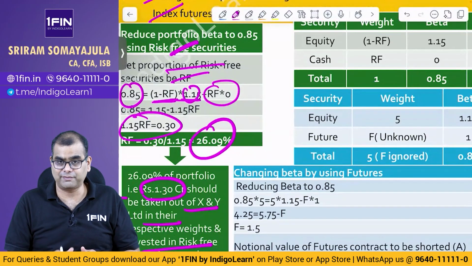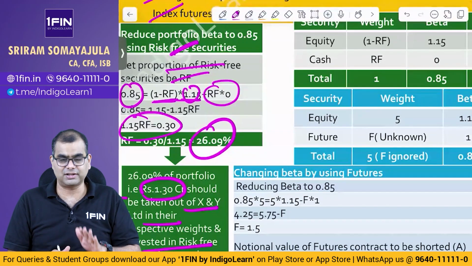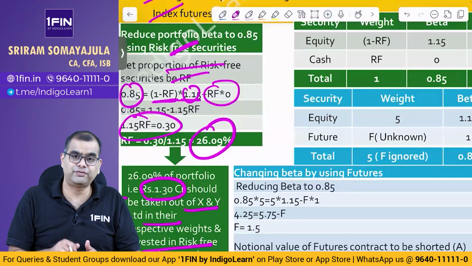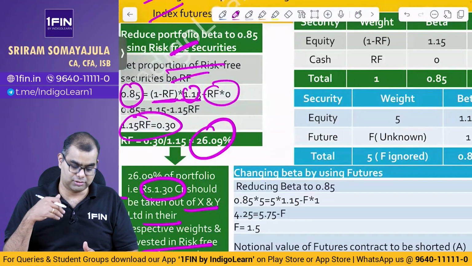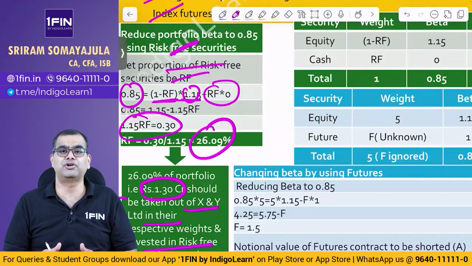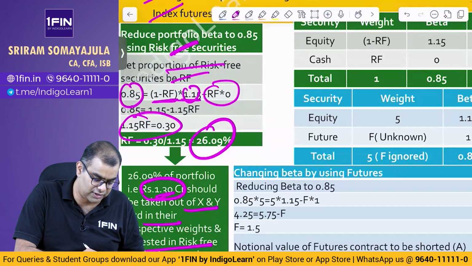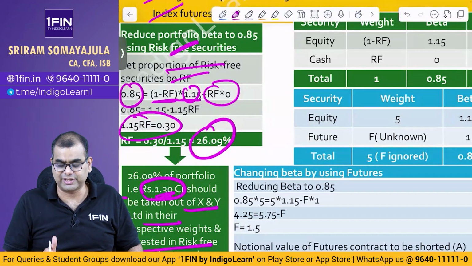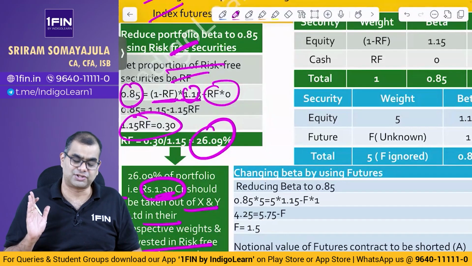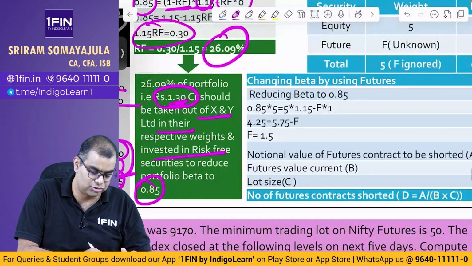This is not fresh addition of money. Okay, fresh addition பண்ணலாம், அதுக்கும் வேறு கணக்கு இருக்குது. But if you don't want to take any fresh money, இந்த 5 crore-லேருந்து assume or sell out 26.09% and put that in risk-free securities. அப்போ என்ன ஆகும்? That is 1.3 crores. So 3.7 is in X and Y, 1.3 is in risk-free. Then your beta will reduce to 0.85.